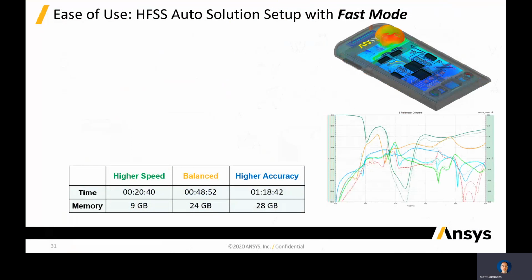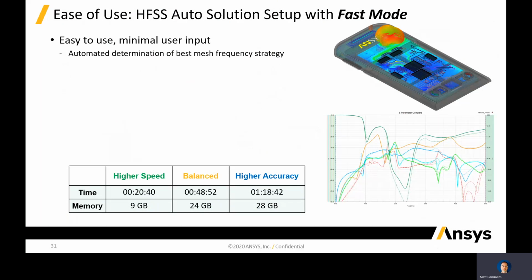Another key technology that we recently introduced for ease of use is our new HFSS Auto Solution setup with a new fast mode. The idea behind the Auto Solution setup is, number one, it's easy to use. We're going to require minimal user input. We're automatically going to determine the best mesh frequency strategy. The inputs just require the frequency sweep and then a simple 3-point slider bar setting for higher speed, balanced, or higher accuracy.